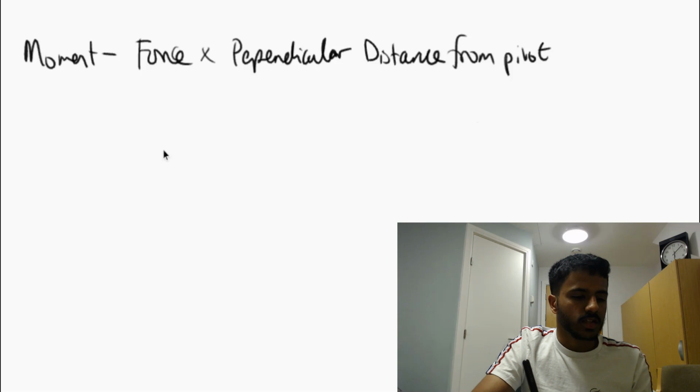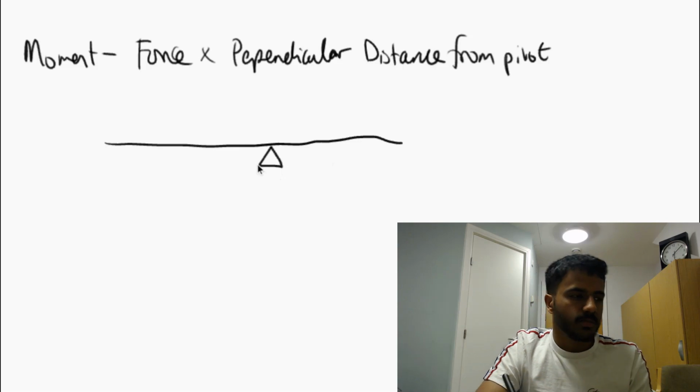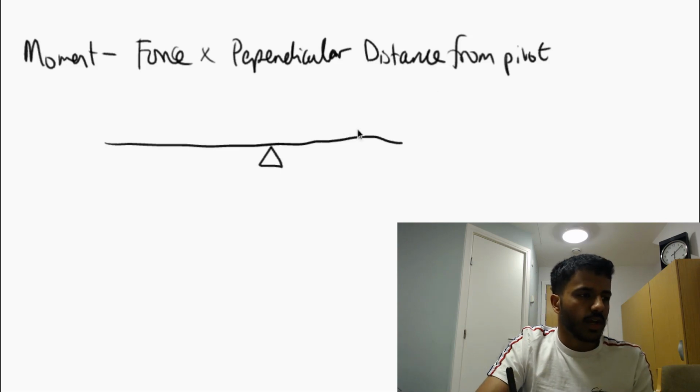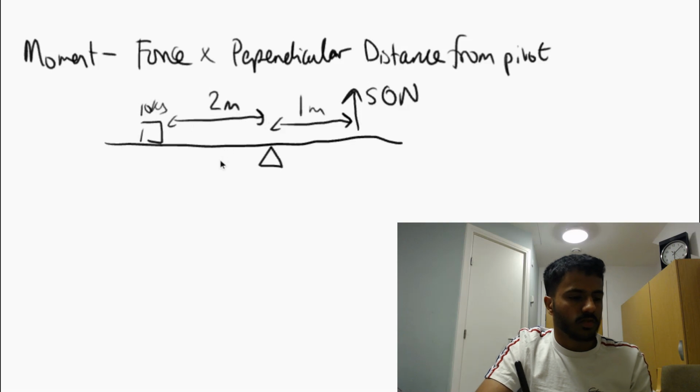So let's say I had the scenario where I have this plank, and let's ignore the weight of this plank for the minute, and I have this force here acting of 50 newtons, acting 1 meter away from the pivot, and a 10 kilogram mass acting 2 meters from the pivot.